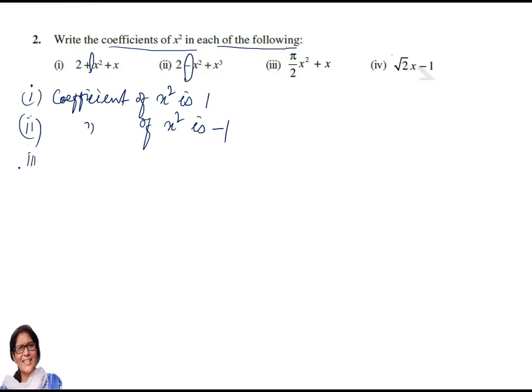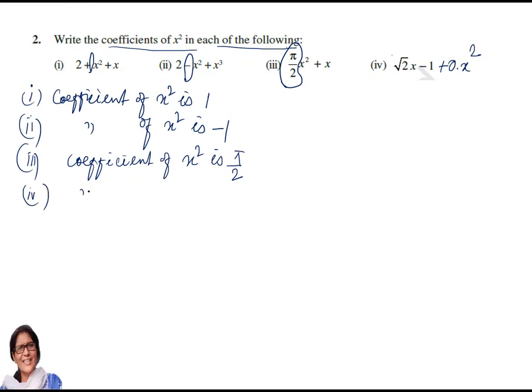Third one, what is the coefficient? It is pi by 2. Fourth one, there is no x square term. Is there any x square? No. That means it is 0. So coefficient of x square is 0. Finished.